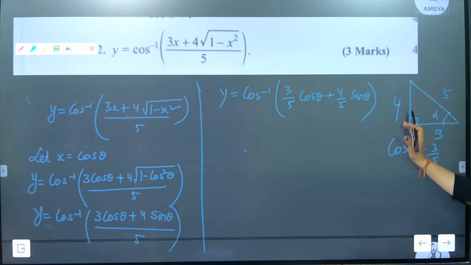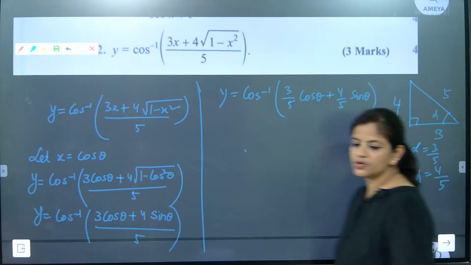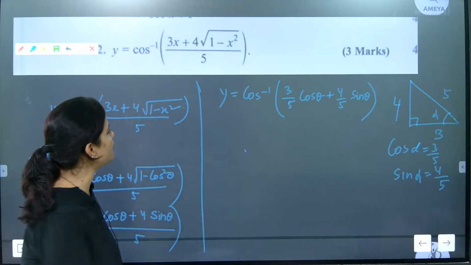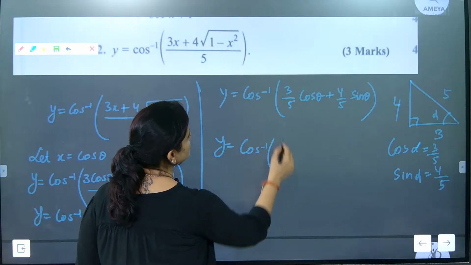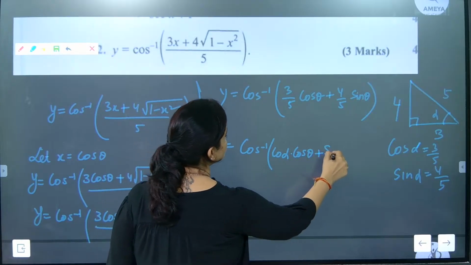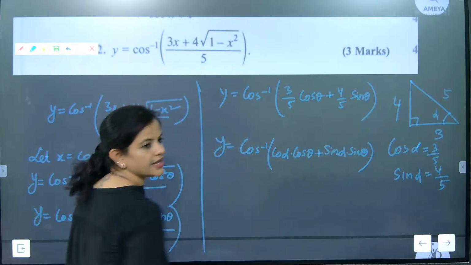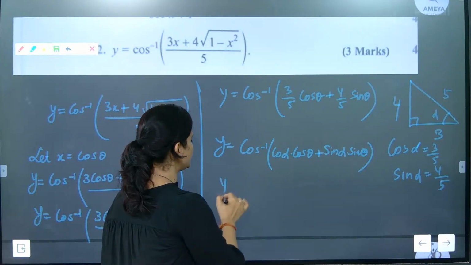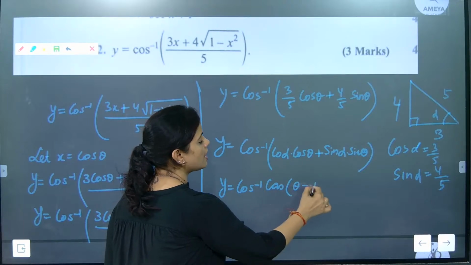Here we will not put theta, we will put alpha. Now sin alpha is equal to what? 4 by 5. Now we are going to substitute the values. So y equal to cos inverse of (cos alpha into cos theta plus sin alpha into sin theta). Based on this part only we have taken the decision. So y is equal to cos inverse cos of (theta minus alpha).